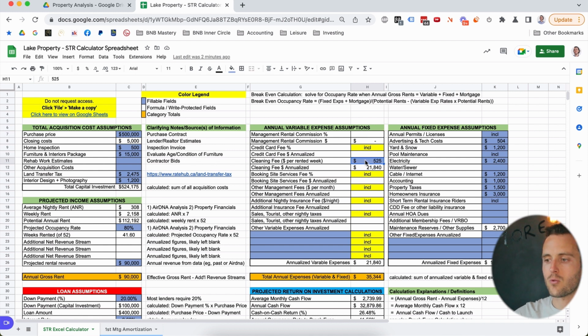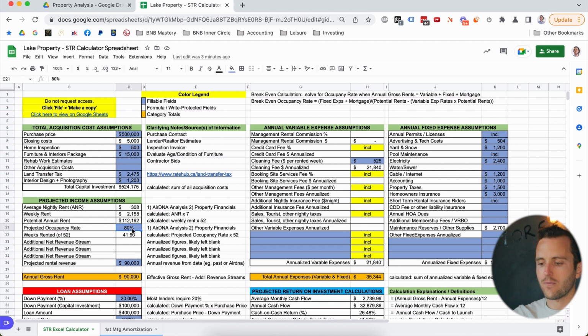Cleaning fee per rented week is basically just figuring out, okay, what is the cost of one cleaning, one turnover, and then how many turnovers do I expect to have in a week that's fully rented. So if my average length of stay is like 5 nights, then generally I'm going to have about 1.5 cleans per rented week. And so if my cleaning fee is $350, I'm going to multiply that by 1.5 and get myself up to $525. And then it basically just takes this in combination with your occupancy rate, and it projects exactly what your cleaning fees are going to be on an annual basis.